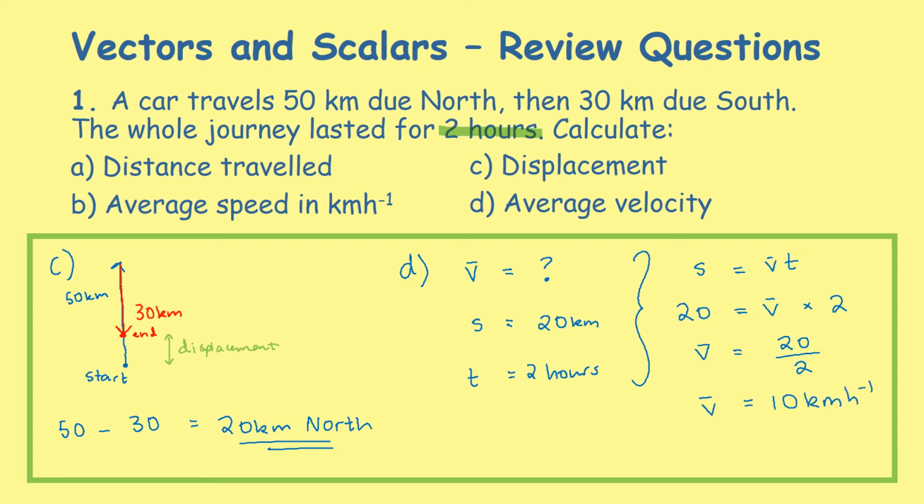And also, because velocity, or average velocity, is a vector, we need a direction here. The same as our displacement, it's going to be north. So 10 kilometers per hour north.